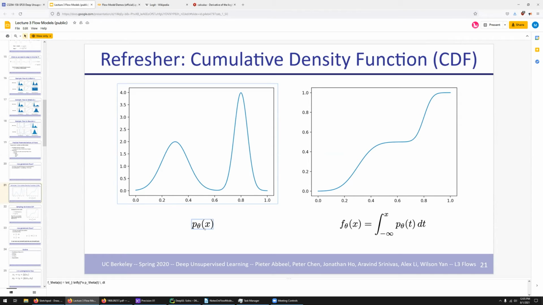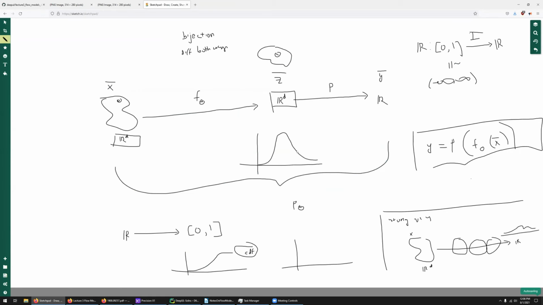So you're still integrating over the one on the left, and that's why the vertical axis for the CDF is effectively a probability, because it is summing up the area under the curve until you get to x. Yeah, this p theta of x is not the one that I have here. I said the CDF is the one that goes from R to 0, 1. That's the function.